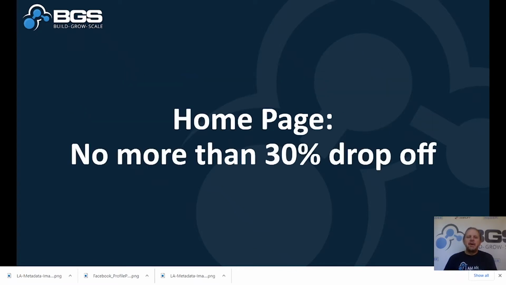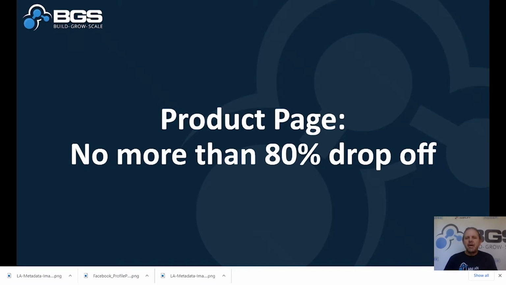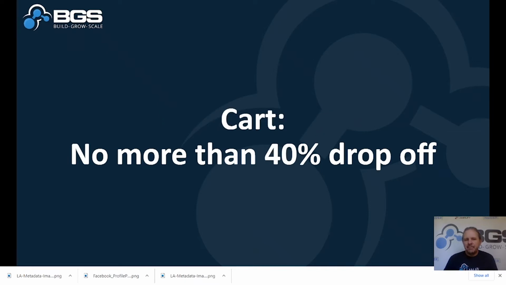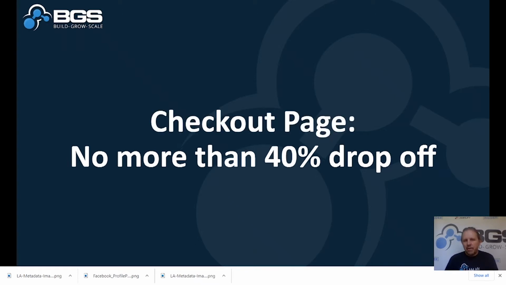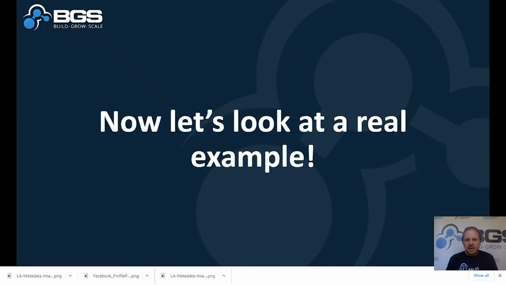Okay, so for the home page, we want no more than 30% drop off from the home page to either a category or a product page. On the product page, no more than 80% drop off from the product page to the cart or the cart page. From the cart page, no more than 40% drop off from the cart to checkout. Checkout page, no more than 40% drop off from checkout to a transaction. Okay, so now let's look at Google Analytics at a real example.